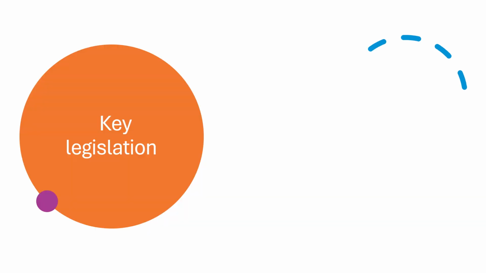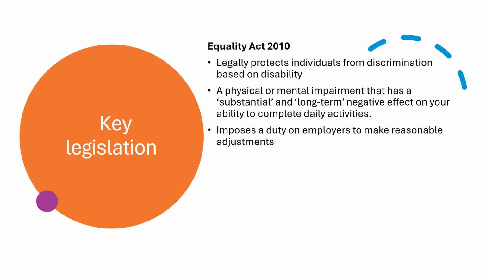So if we just think a little bit about legislation, I'm not going to go on too much about this, but I think it's important to know what the legal background is with return to work. So our key legislation would be the Equality Act. And I've already mentioned this a little bit around reasonable adjustments, but there's quite a significant definition. So it legally protects individuals from discrimination based on their disability, and it's a physical or mental impairment that has substantial and long-term negative effect on your ability to complete daily activities. So it imposes a duty on employers basically to make reasonable adjustments. That's it in the long and short of it. So they're the words that are used in the legal act: physical, mental, substantial, and long term.